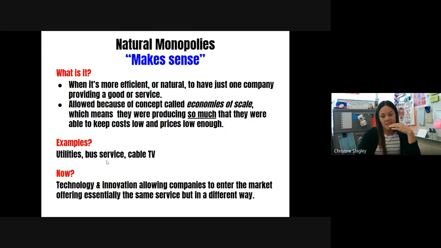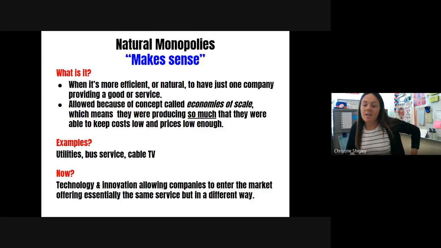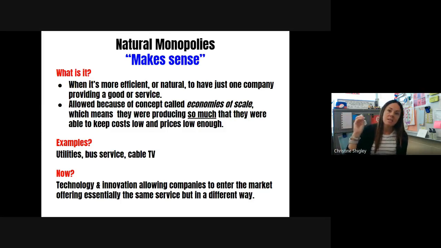Bus services and cable television. But the interesting thing is that now technology and innovation are allowing companies to enter the market that essentially offer the same service but in a different way. Like, again, we talked about the wind power and the solar power for energy. That's pretty expensive. But for bus services, and we don't really live in a place where people take the bus a lot, but in more of a metro area, more of an urban setting, they do.